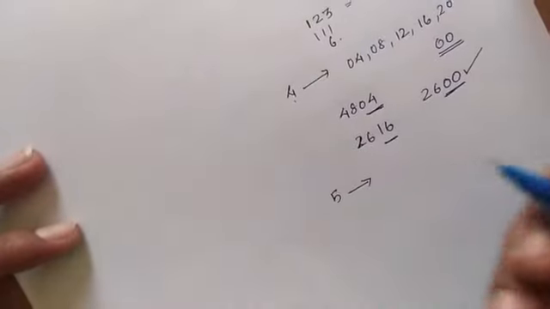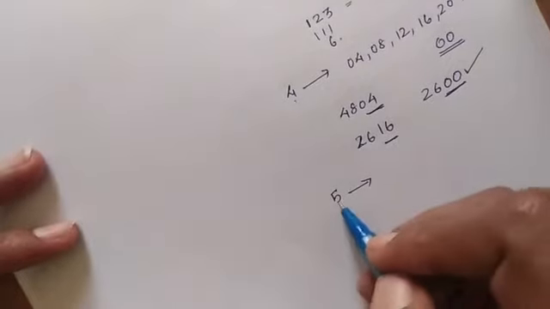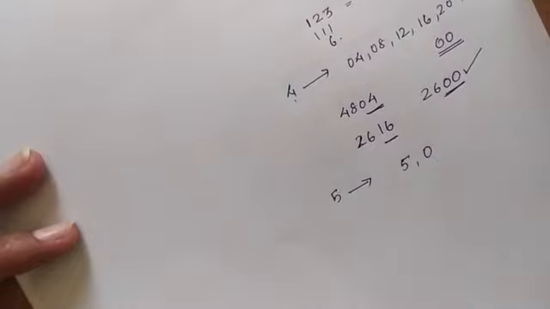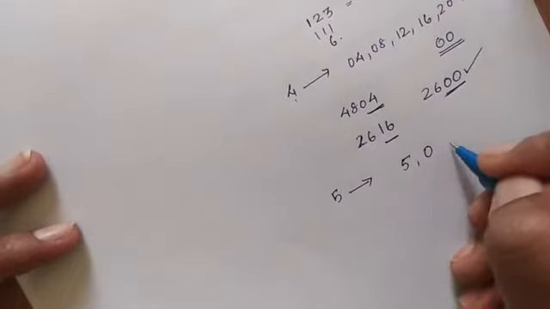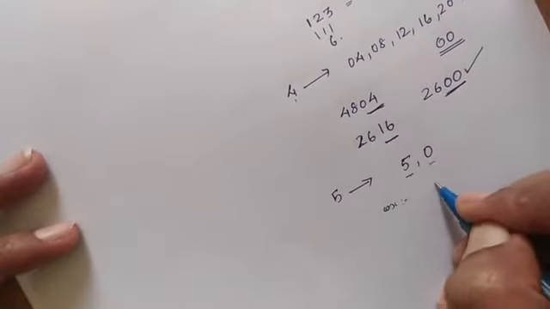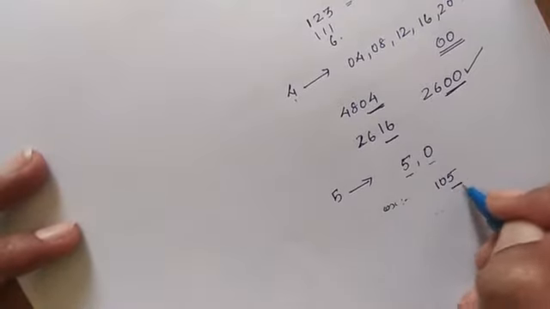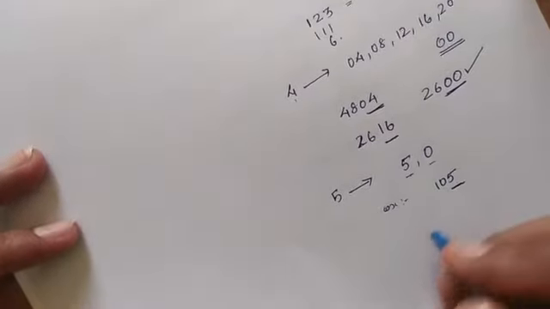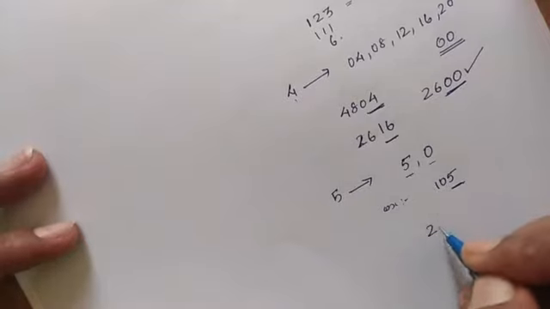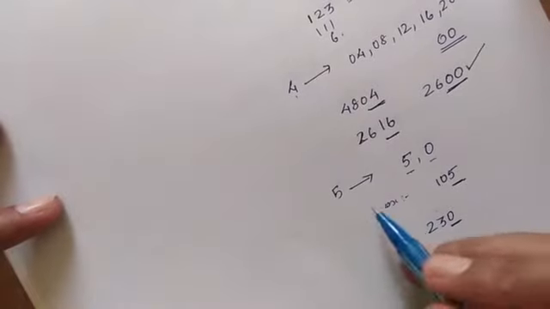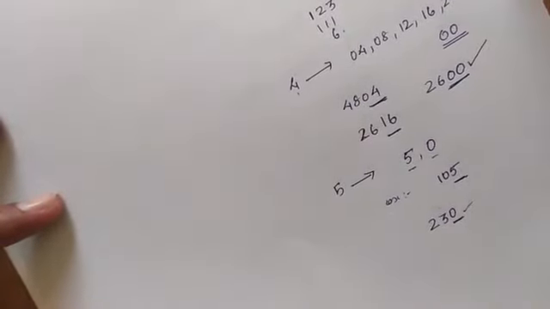Okay. The next case is 5. We can say that a number has 5 as a factor if it ends with either 5 or 0. For example, 105. Here the last digit is 5, so clearly we can say that 5 is a factor of 105. Another number, 230. The last digit is 0, so we can say that 5 is a factor of 230.